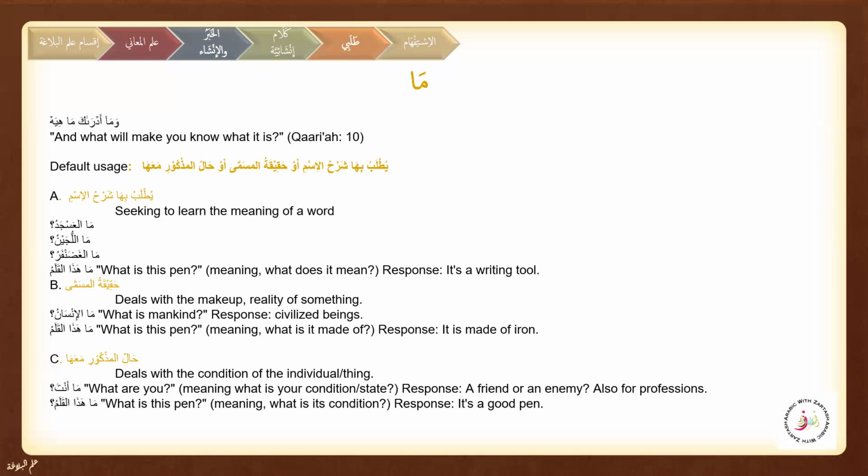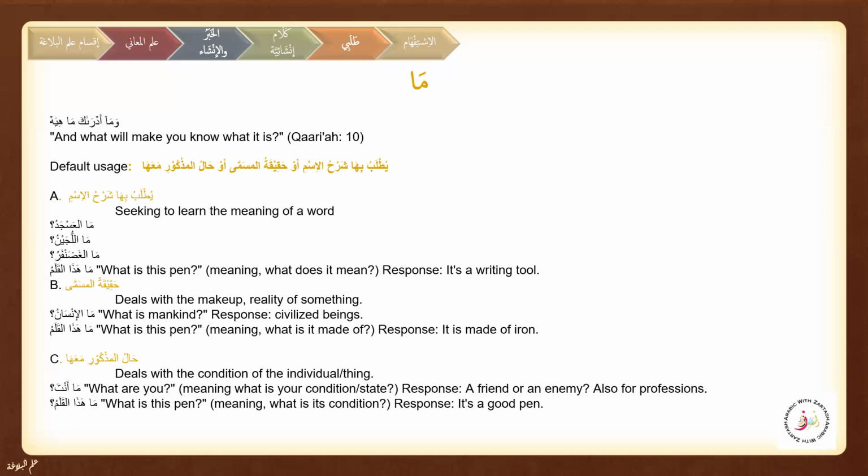The next intent for ma is haqiqatul musamma, which deals with the makeup or reality of something. Like you can say ma al insanu, what is mankind? The response can be that they are civilized beings, they are cultured beings. And just like that, ma hazal kalamu, the same question, you can ask how this kalam is made. The response can be it is made of iron, or plastic, or anything.